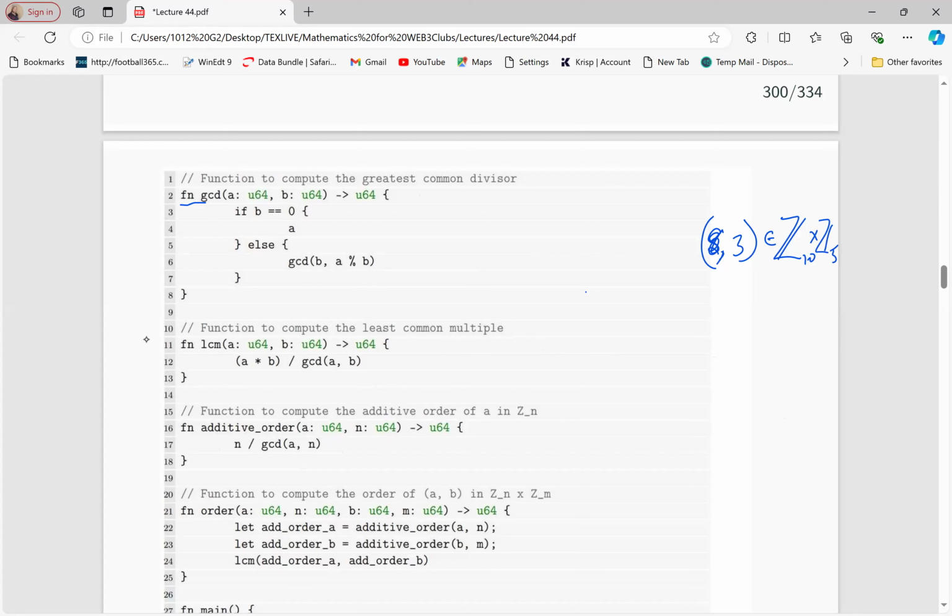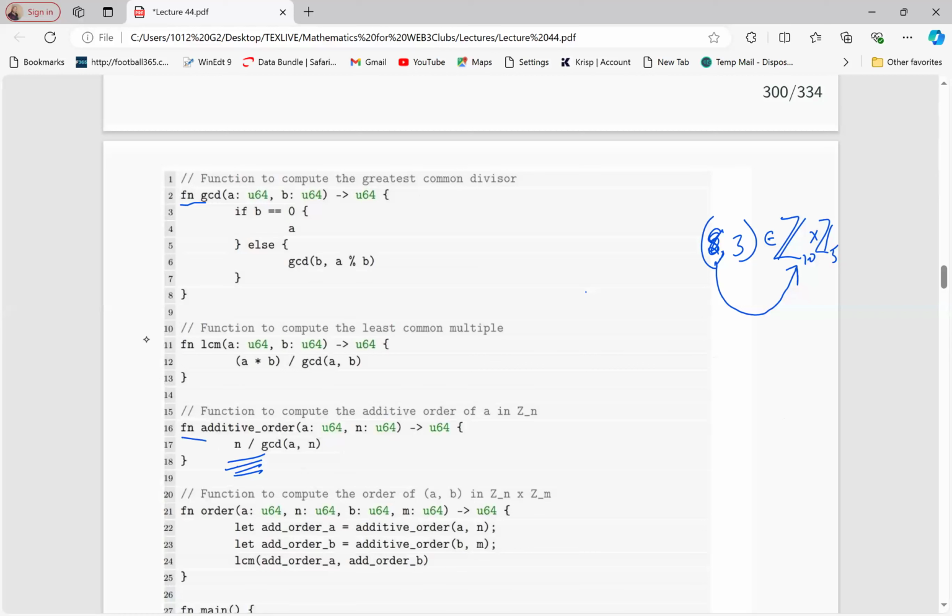So it has to get the order of 8 there. So what is the order of 8 here? Of course, it will be doing it this way, doing it that way. So it will be using this part to get the order of 8.